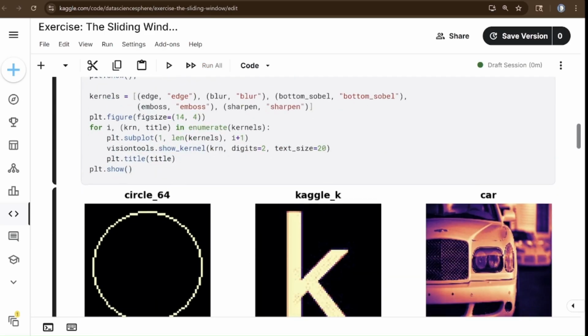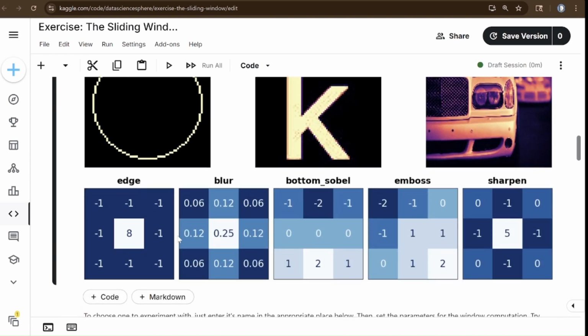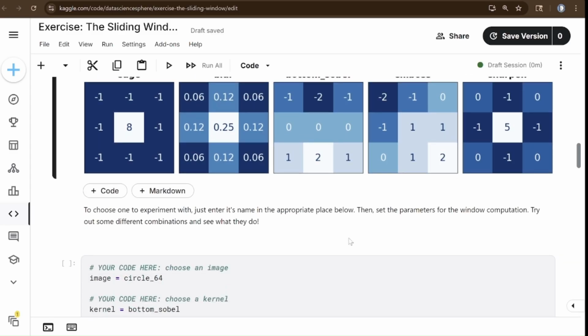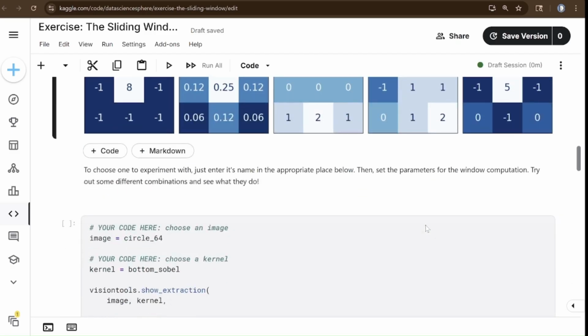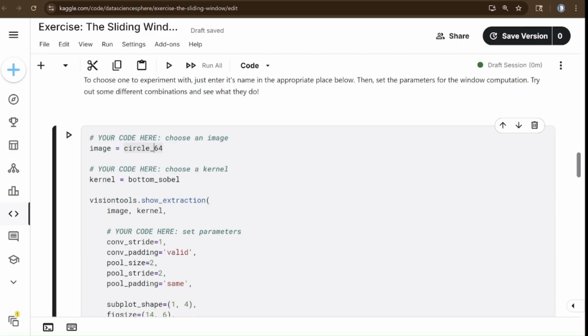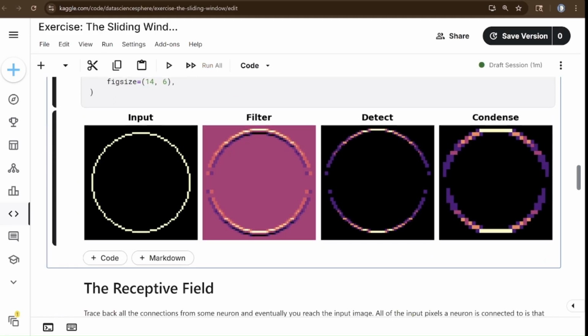Okay, see. This is the circle, this is Kaggle K, this is an image of a car, and these are the different types of kernel for edge, for blur, for bottom sobel. Okay, these are already some kernels in the library. And to choose one to experiment with, just enter its name. So see, you can choose this one, Kaggle K or car. Here they have taken circle 64. If you want, you can simply check with car also. So let me first see this one.